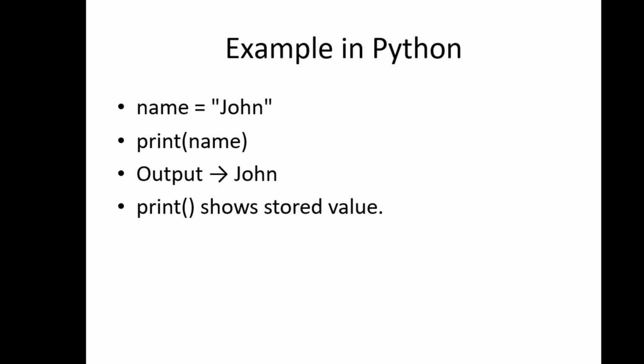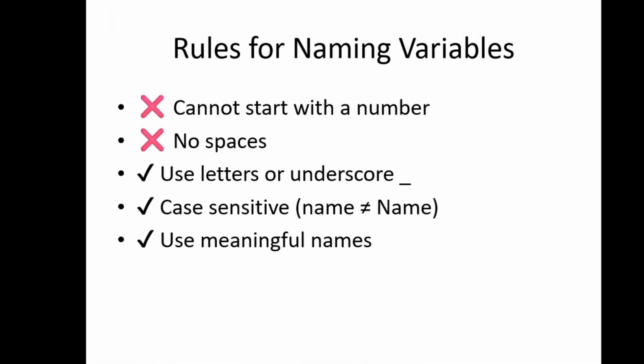Let's say name is equal to John. Print name. When you print the name, you will get the output John because John is assigned to the name. So print will show the stored value.